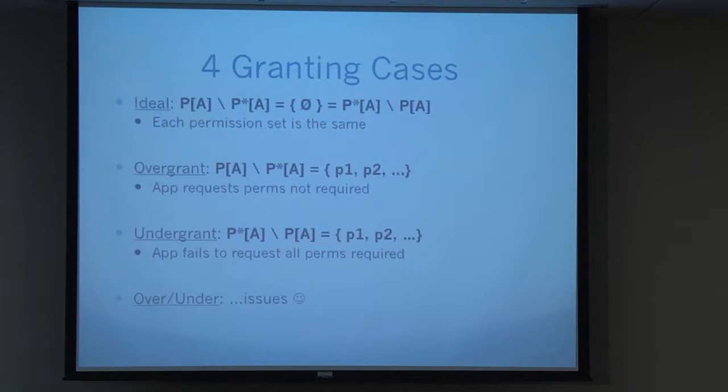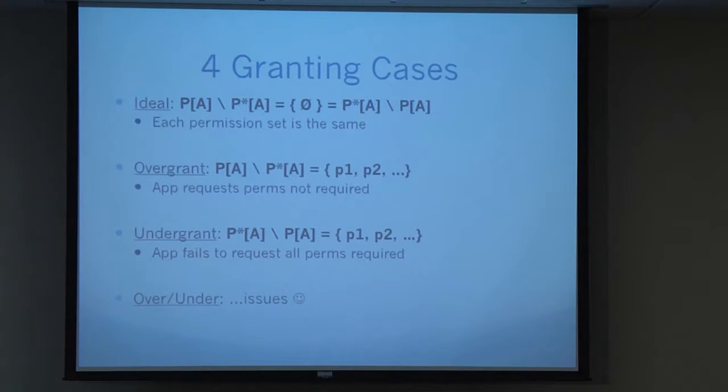The second case is the overgranting case, which is the most worrisome. This is when P(A), the permissions the app requests, includes more permissions than are actually required. And this is a security issue, which we'll talk about further. Thirdly is undergranting, which is the opposite: your app doesn't request the permissions required to run successfully the methods used in it. And the fourth, you can have both issues at the same time. And that's just overall a mess.